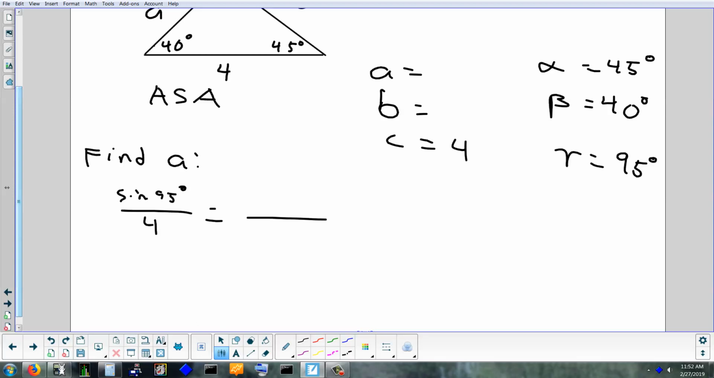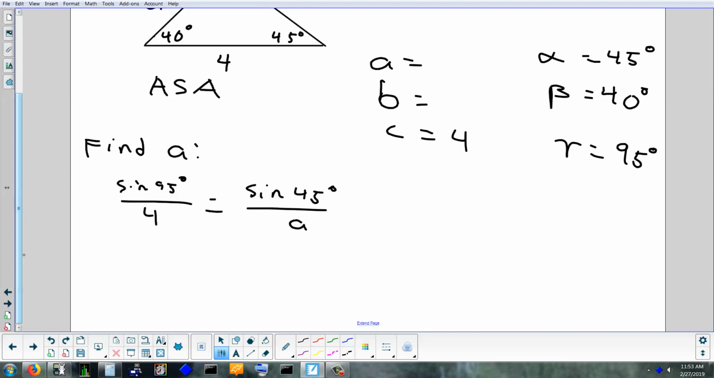What am I going to put on the right? Yep, and can you fill in the numbers for me? If you set up the law of sines and you have 2 letters in the proportion, something's wrong. You should only have 1 letter. Okay. And then, Isabel, what do I do from here? Cross multiply. Yep, cross multiply.